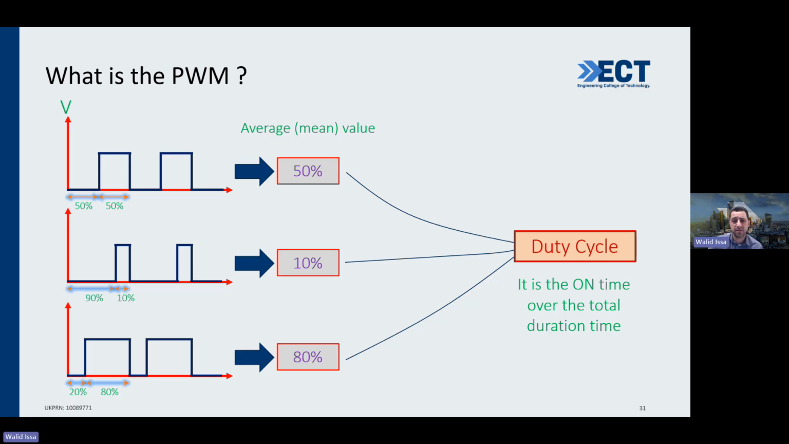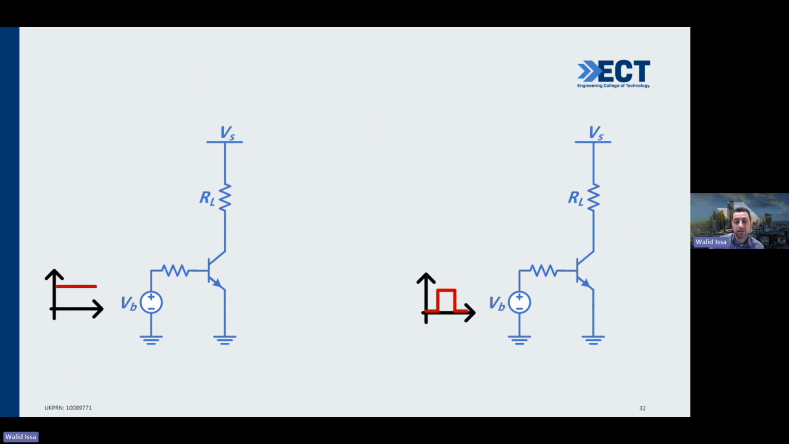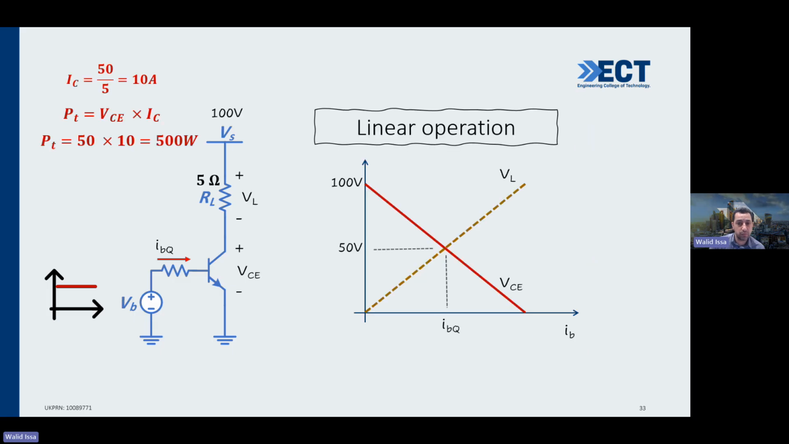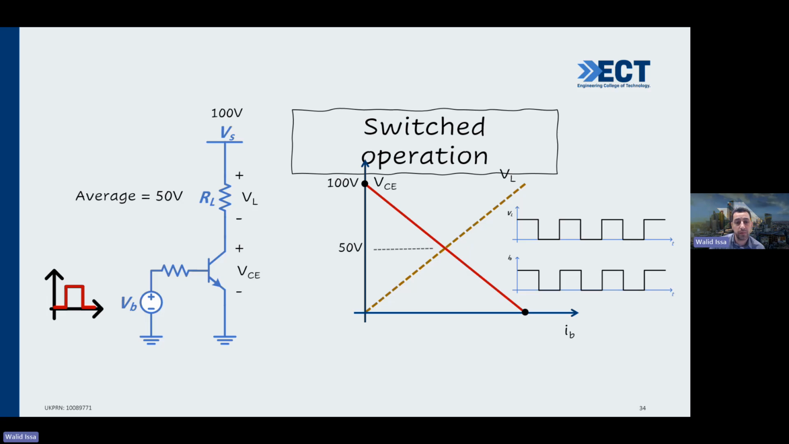And what's the definition of duty cycle? Duty cycle is the on time, which is 50% here, or 10% here, or 80% here, divided by the total period, which is about 100%. Okay, so now instead of using the linear operation, which lost about 500 watt, we are going to use the switch operation, which we're gonna discover now what is the power dissipation.